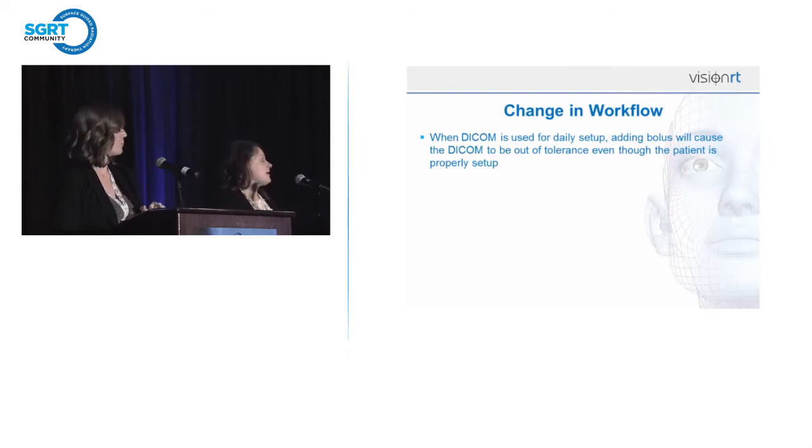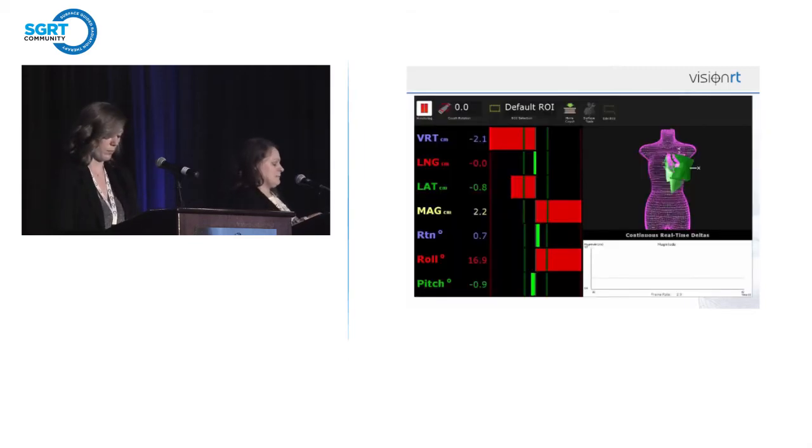This is a picture of a patient, or a mannequin, with bolus. Prior to putting the bolus on, the patient was in tolerance. When we put the bolus on, as you can see on the green surface, you can see the bolus there, it caused the patient to become out of tolerance. Now obviously we don't want to monitor the patient out of tolerance just to see if they go further out of tolerance. So we want to capture a new reference.